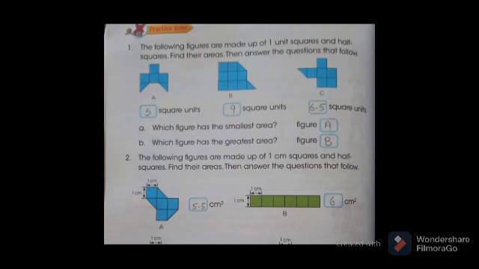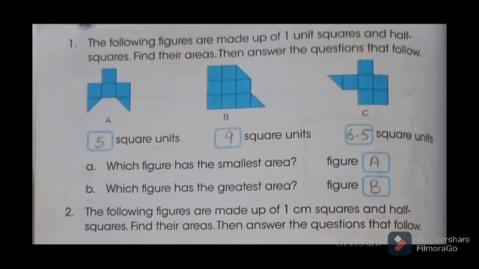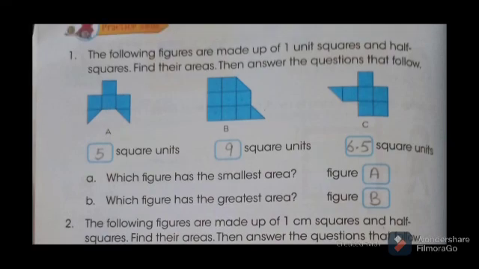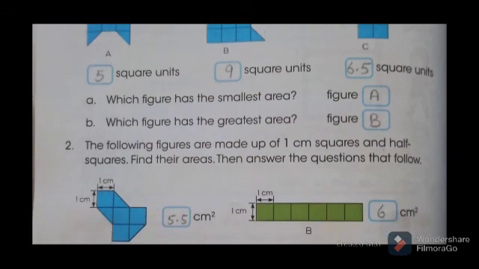Dear students, now we will solve practice zone. The following figures are made up of 1 unit square and half squares. Find their areas, then answer the questions that follow. You can see the figure A. 4 whole parts and 2 halves make 1. So the area will be 5 square units. You can also count the area of figure B and C. Then we will write 5, 9 and 6.5, and then we can easily answer the question below: which figure has the smallest area and which figure has the greatest area.